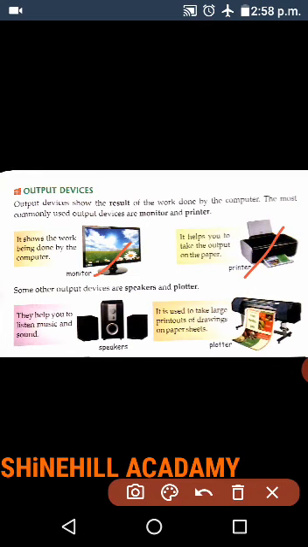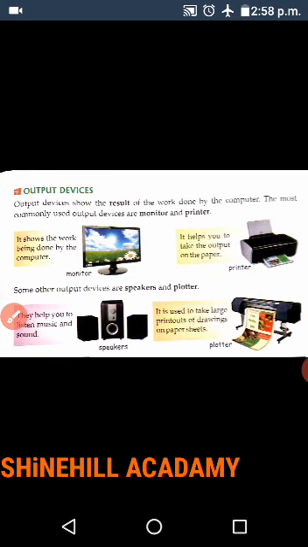Some other output devices are speaker and plotter. First, the speaker. It helps you listen to music and sound. So if we want to hear sounds or music, the speaker helps. Next one, the plotter. It is used to take large printouts of drawings on paper sheets. The plotter is used to print banners, roadside signs, like big size banners.